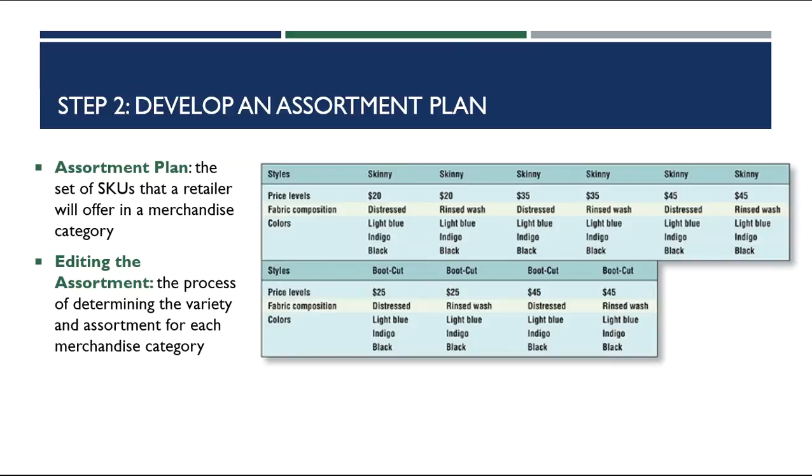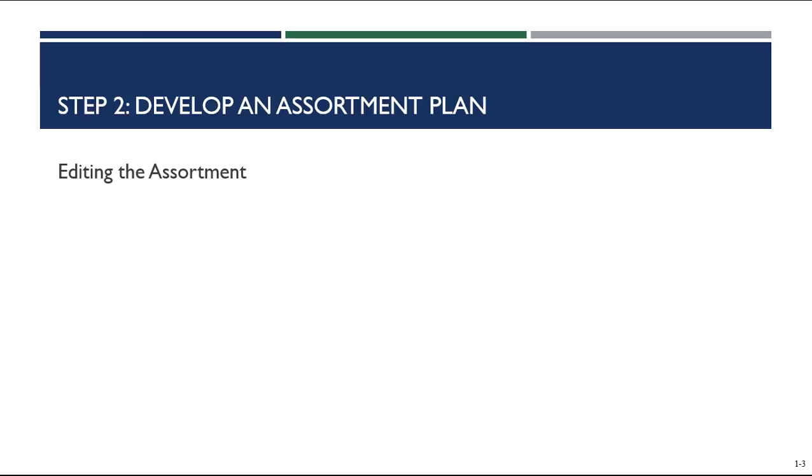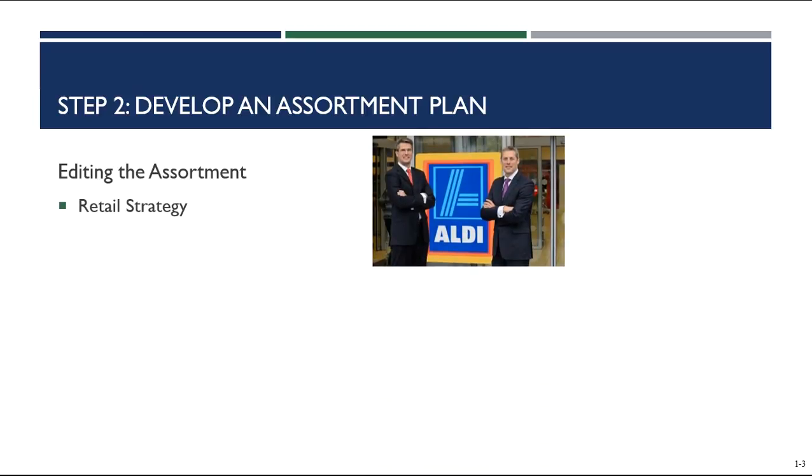And so as part of this assortment plan, we're going to, of course, edit our assortment, which is the process of determining the variety for each of these merchandise categories. So again, we're looking at the different styles, sizes, and colors. And there's a few things that we need to consider when we begin to edit our assortment. The first is our retail strategy.